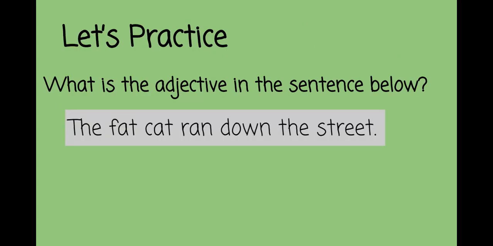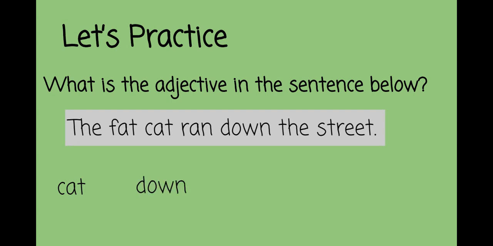Let's practice. One of the questions is, what is the adjective in the sentence below? I'm going to read the sentence. The fat cat ran down the street. I'm going to give you some options. Is the adjective cat? Let's think about the word cat. What part of speech would that cat be? Is it a noun, a verb, an adverb? That's kind of how you have to talk yourself through this. A cat, remember, is a noun because it's a thing, an animal. So cat wouldn't be an adjective because, remember our clue, an adjective describes a noun. So it can't be a noun.